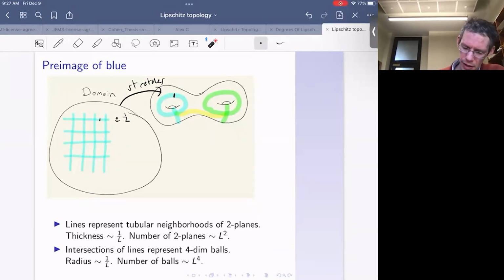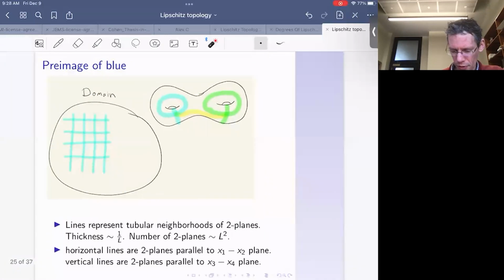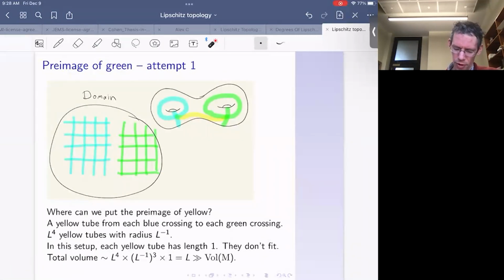Okay, so next I'm going to try to figure out what the preimage of the green stuff looks like. And the first idea that occurred to me is to do the same thing. So on one half of the domain, I have this blue thing. On the other half of the domain, I have this green thing, which is just another copy of the blue thing. This green thing maps to that green thing, just the same way that blue thing mapped to that blue thing. And they're on different halves of the domain. So there's even a little space between them, and you could imagine this space is around 1.